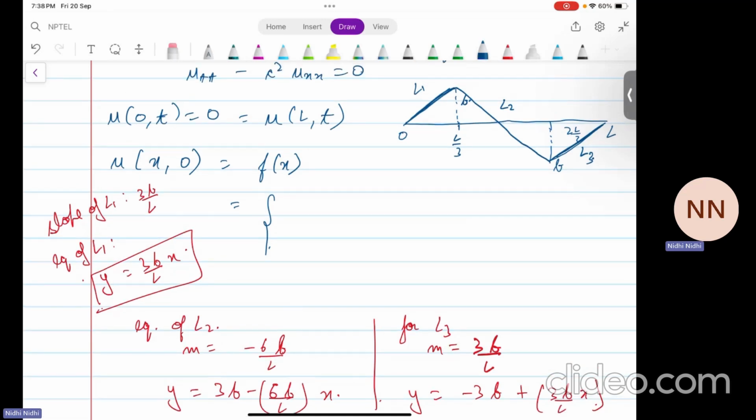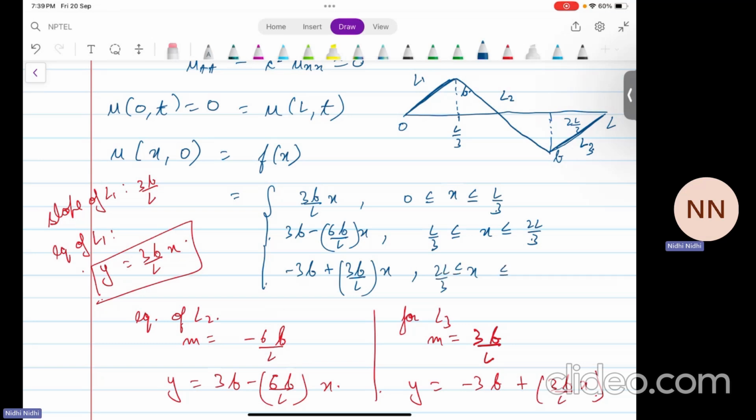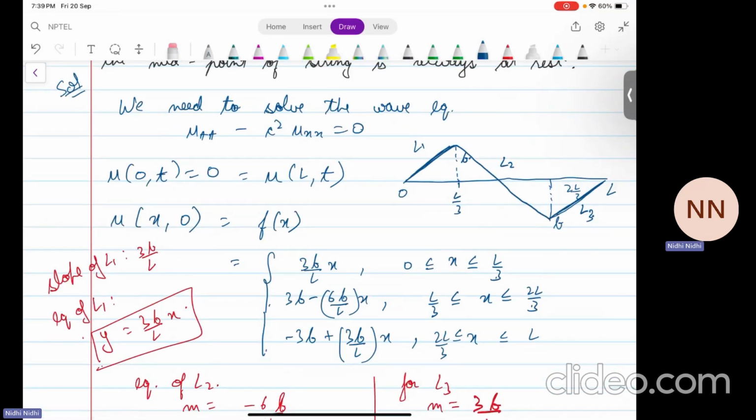So this f(x) is equal to 3b/L x for 0 ≤ x ≤ L/3. Then it is 3b − (6b/L) x for L/3 ≤ x ≤ 2L/3. Then it is −3b + (3b/L) x for all x between 2L/3 and L. That's it. So these are our initial conditions.